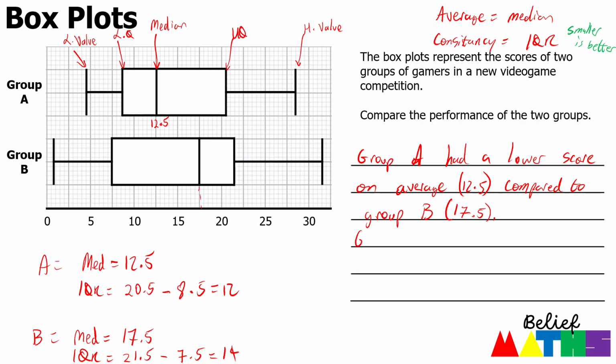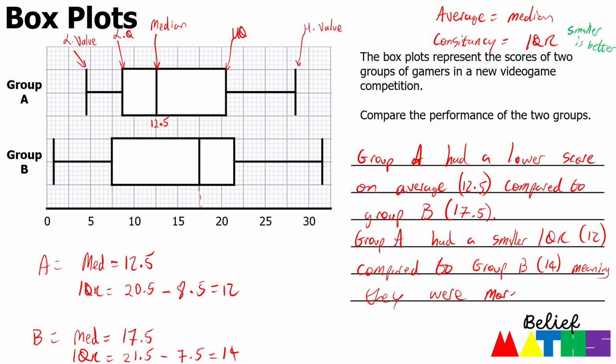The second one, we can say group A had, and if we look, 12 is lower, so a lower or smaller interquartile range, which is 12, compared to group B, which was 14. Meaning, and this is where we add meaning to this, now remember what we said, smaller interquartile range means more consistent. So because it's smaller, they were more consistent. And again, we can just vary that word more or less depending on whether the interquartile range is bigger or smaller.